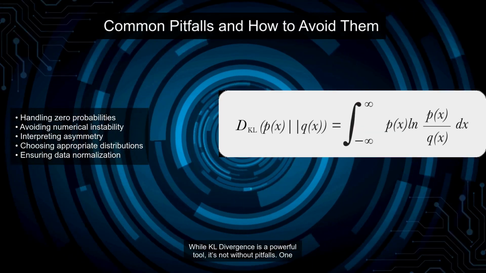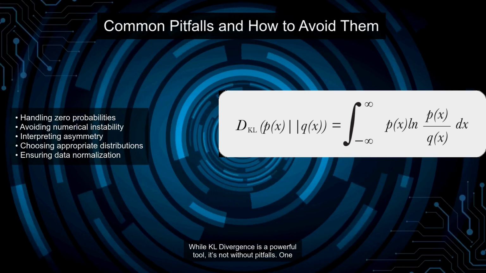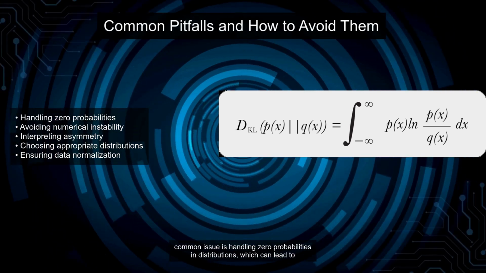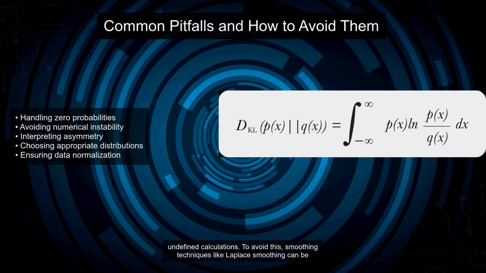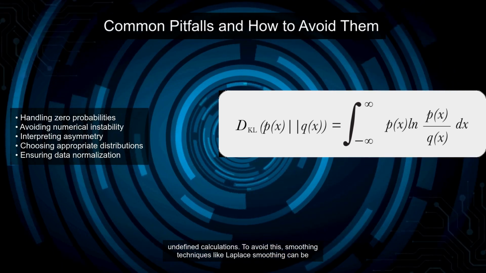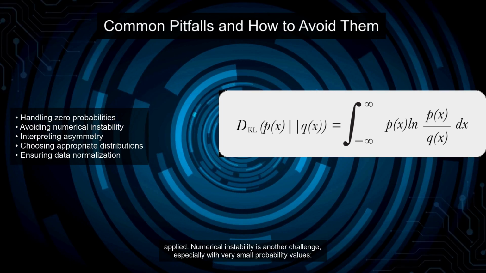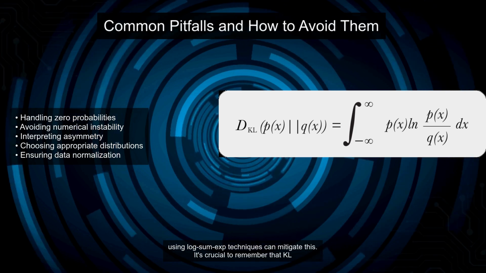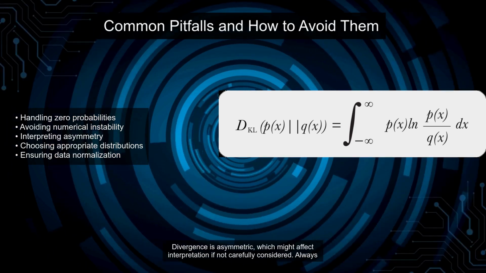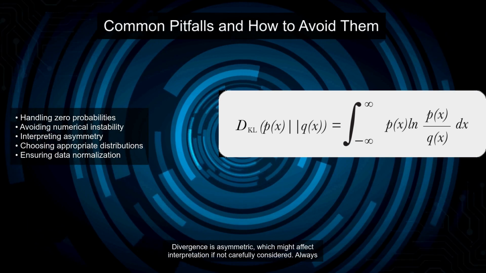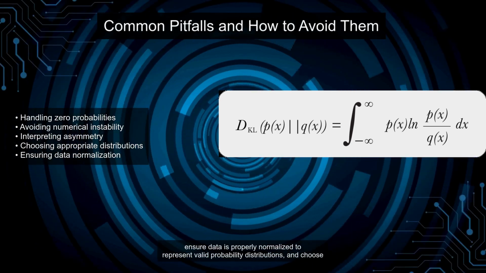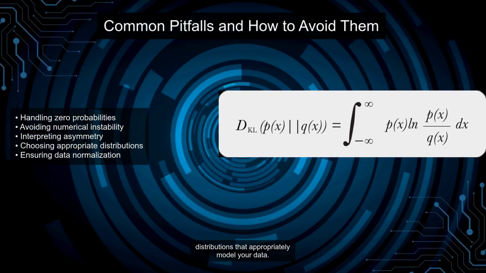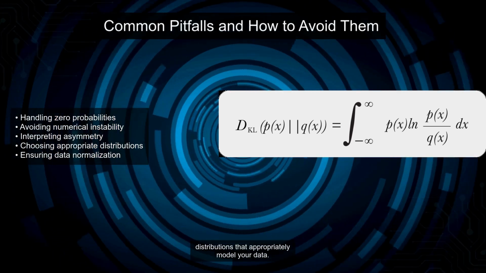While KL divergence is a powerful tool, it's not without pitfalls. One common issue is handling zero probabilities in distributions, which can lead to undefined calculations. To avoid this, smoothing techniques like Laplace smoothing can be applied. Numerical instability is another challenge, especially with very small probability values. Using log-sum-exp techniques can mitigate this. It's crucial to remember that KL divergence is asymmetric, which might affect interpretation if not carefully considered. Always ensure data is properly normalized to represent valid probability distributions, and choose distributions that appropriately model your data.